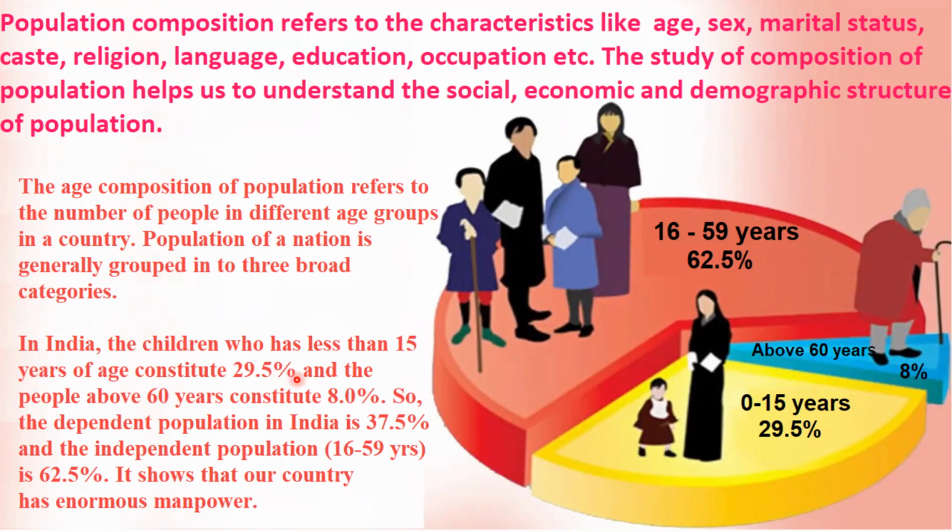In India, children less than 15 years of age constitute 29.5%, and the people above 60 years constitute 8%. So the dependent population in India is 37.5%, and the independent population between the age group of 16 to 59 years is 62.5%. It shows that our country has enormous manpower. Let us see this pie chart. Here, 0 to 15 years, 29.5% are considered children. 16 to 59 years, they constitute the workforce of our country, and they are 62.5%, and above 60 years, 8%.